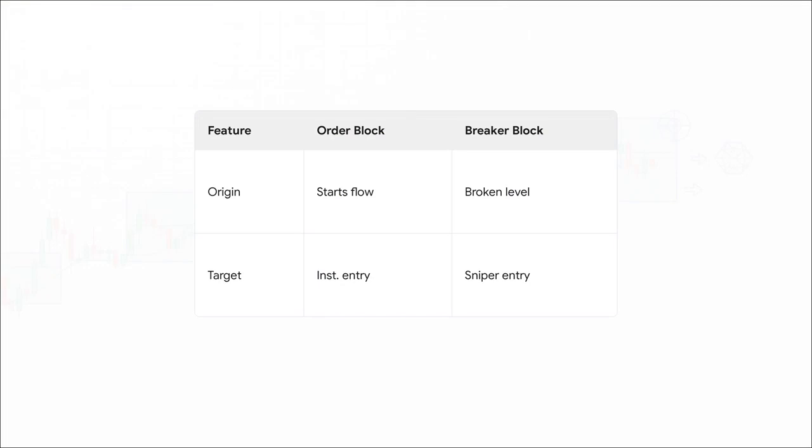These are your heavy-duty institutional support levels. For the silver bullet strategy specifically, pay special attention to the order block. It is the specific candle right before the aggressive displacement and FVG even started. It's the exact literal origin point of the institutional accumulation.